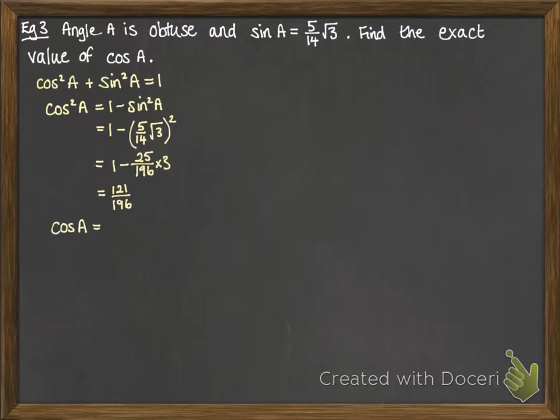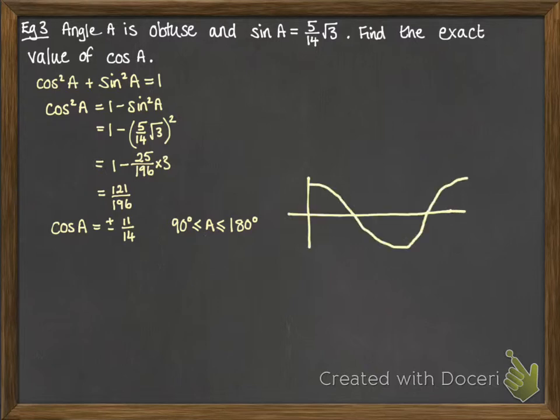Then cos A will be the square root of that, and we need to take the plus or minus root. Either one of those squared could have given us 121 over 196. So now we need to decide whether it was the positive or negative square root that we're looking for as our answer. We decide that from the clue where A is obtuse. So being obtuse, A is between 90 and 180. So we need to consider what happens to cos between 90 and 180 and whether that would give us a positive or negative result.